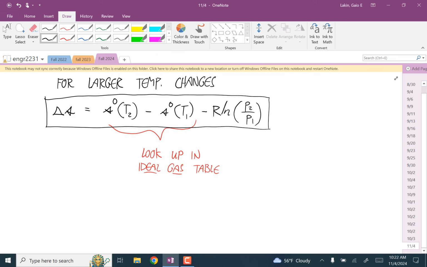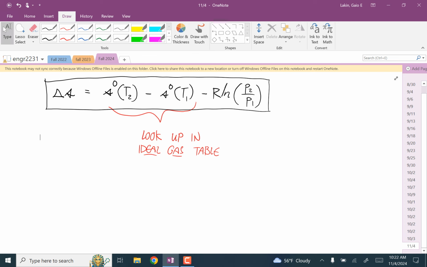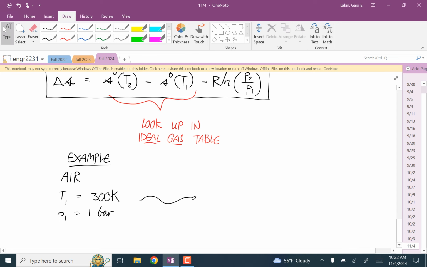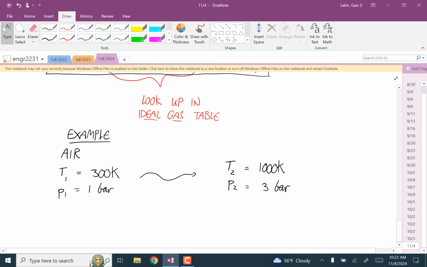Yeah, exactly. Yep. All right, so let's do this for air. And we'll say that temperature 1 is 300 Kelvin and pressure 1 is 1 bar. And it's going to a state 2 where temperature 2 is 1000 Kelvin and pressure 2 is 3 bar. And we want to calculate the change in specific entropy.